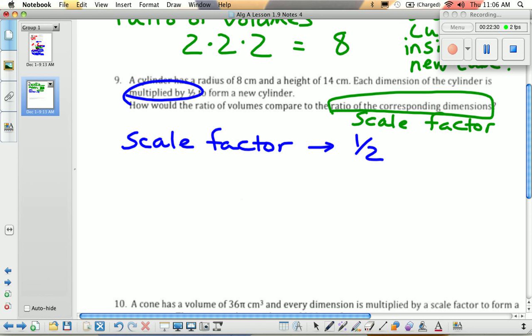Does that mean then that the new cylinder is going to be half as big? That new one is only going to be half as big, so only 2 of it would fit back in the original one?